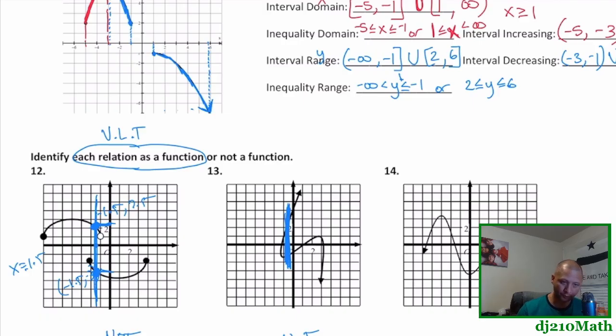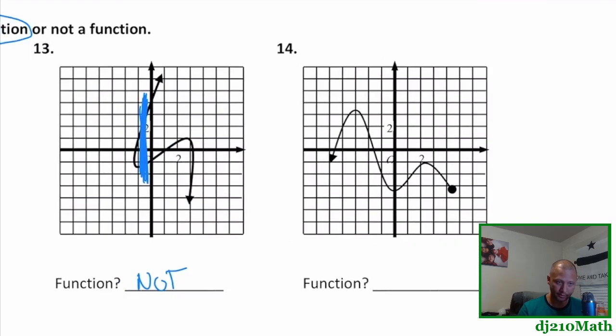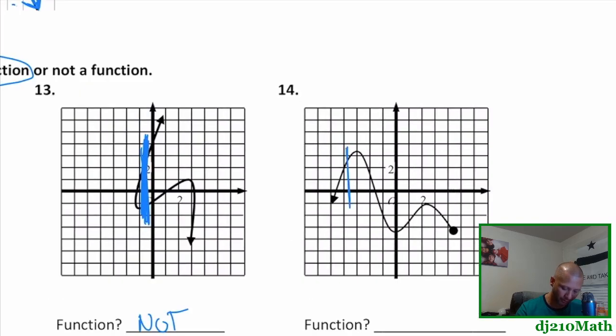That was 13. So for 14, no matter where I draw my vertical line and I slide it left and right, no matter where I draw it, it only ever touches once. It only ever touches once. So yes.